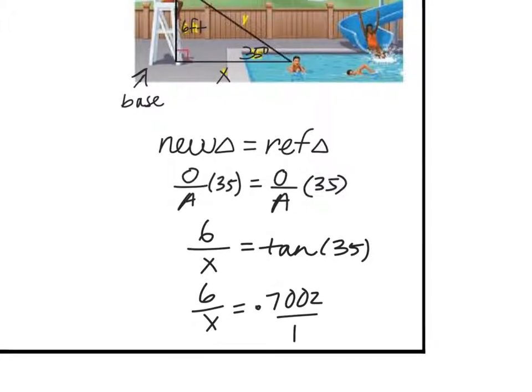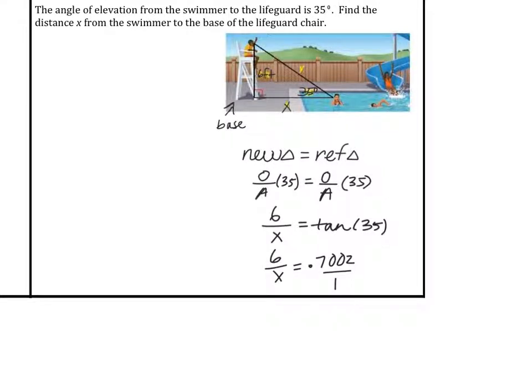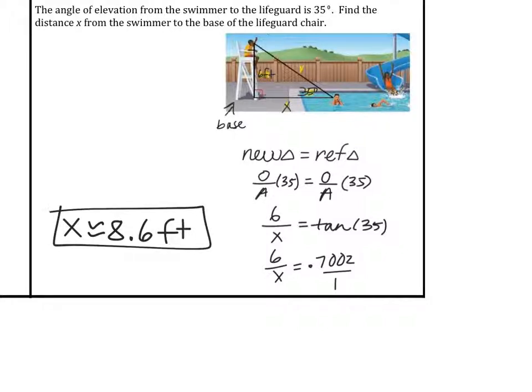Then you need to cross multiply and solve. If you used A over O, then you would be using cotangent, COT. Regardless, you're going to end up getting about 8.568. I'm going to round that to the tenth, so it's approximately 8.6 feet. Do we agree?